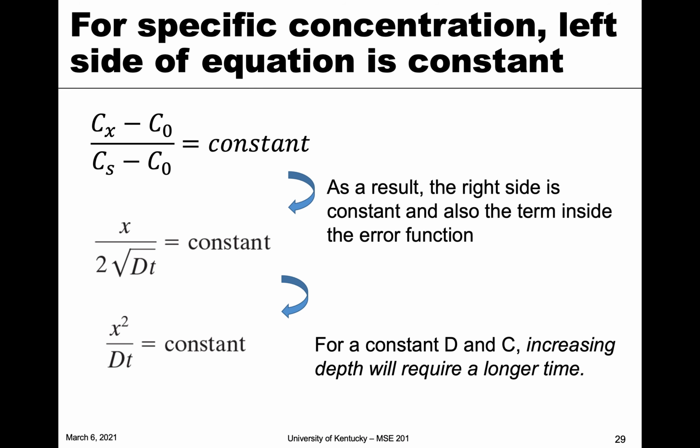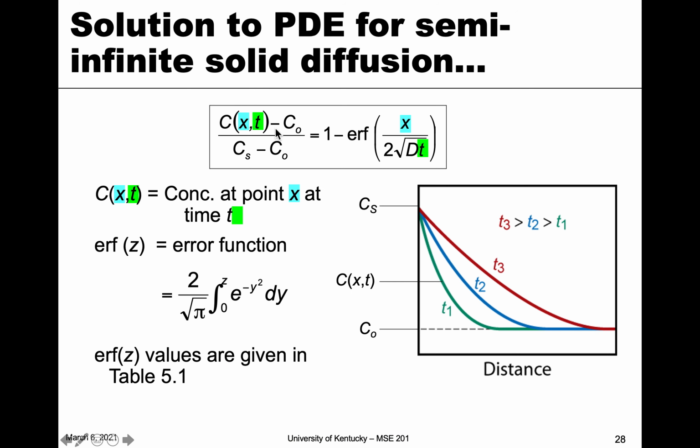So going back to the solution to the PDE for semi-infinite non-steady state diffusion, we saw that we had this expression where the concentration as a function of position and time was equivalent to 1 minus the ERF of this term. And I said that's the Gaussian error function, and it had this expression here that defines the error function. So this is a lot to deal with for this calculation.